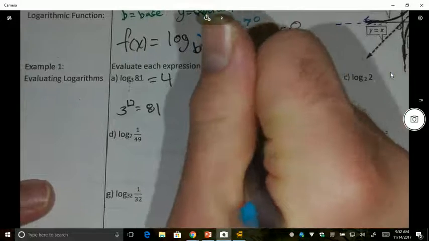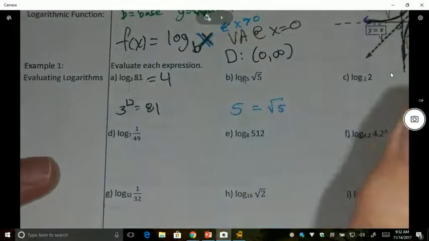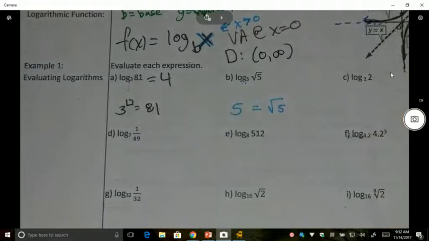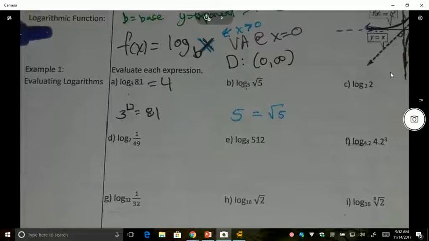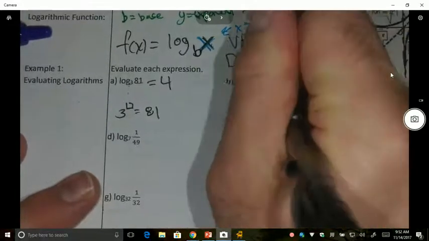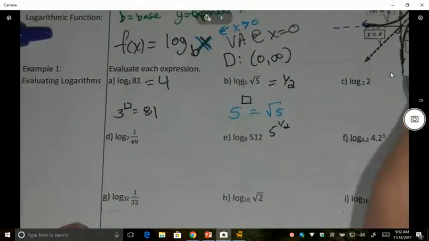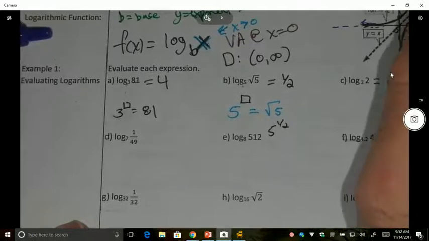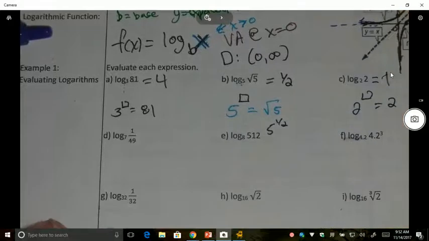This one is 5 to what power is the square root of 5? And you're going, well, that's kind of crazy. I have a square root. But what is that square root? What could I write that as a rational exponent? 5 to the 1/2. So the exponent that I need is 1/2. Log base 2 of 2. Anybody know the answer? 1. 2 to the 1st power is 2.